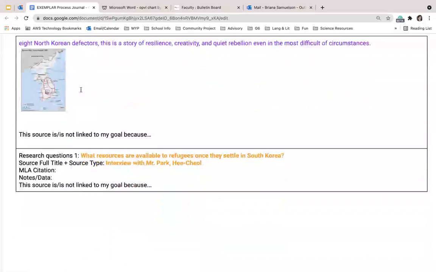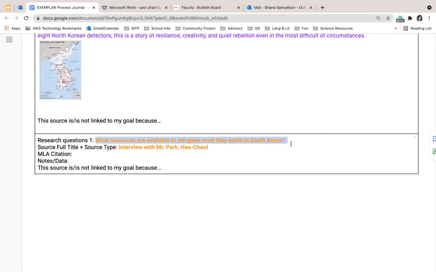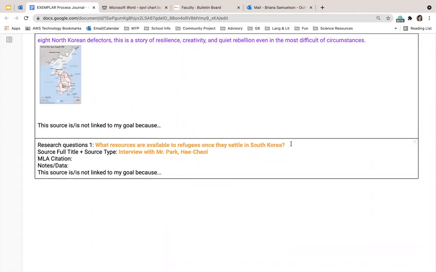And another question I'm working on: what resources are available to refugees once they settle in South Korea? And in this case, I'm talking about North Korean refugees. Okay, so those are sort of my questions. I would have more, but for the examples today, I'm going to start with these 3.